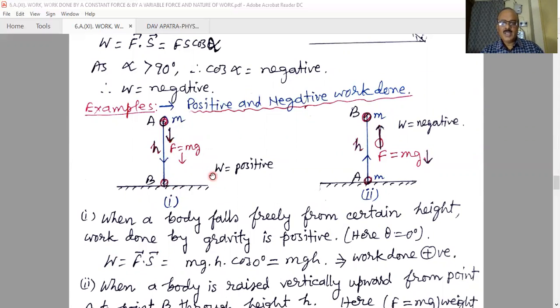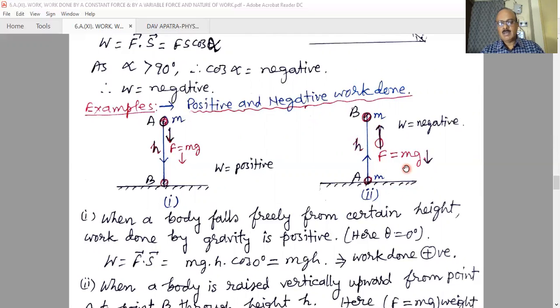Now we can say the work done by this weight, or gravitational force, is positive, because the displacement and the direction of the weight acting on the object are in the same direction. So work done is obviously positive. But when this same object is lifted upward by an external agency, let us suppose a force F equal to mg is applied on it, and it is moving upwards. In such a case, the displacement is along the direction of the applied force, so the work done by the applied force is positive.